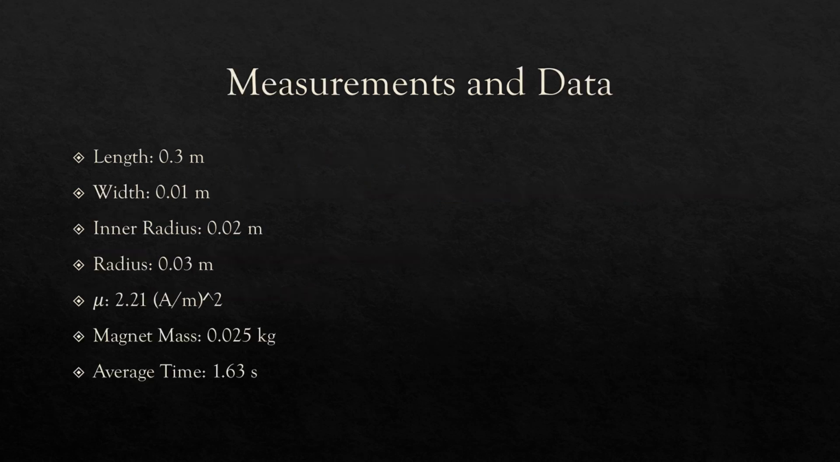The length is 0.3 meters, the width is 0.01 meters, the inner radius is 0.02 meters, and the radius is 0.03 meters. Mu is 2.21 amps times meters squared, and that value was calculated from Lab 3. The magnet's mass is 0.025 kilograms, and the average time that it took for the magnet to fall through the tube is 1.63 seconds.